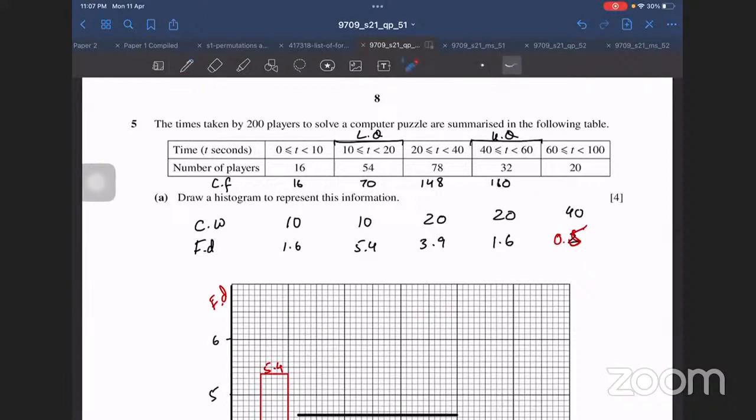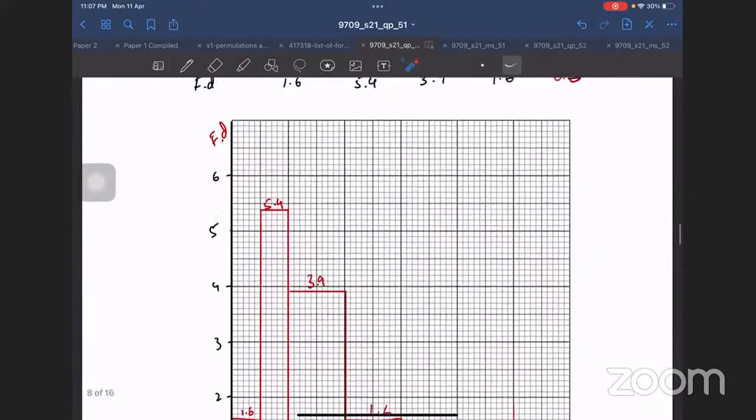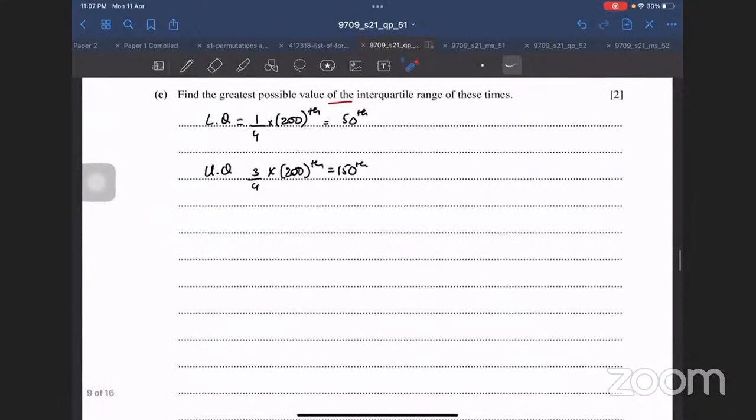If I want the greatest possible range between these two, what I need to do is select this value and this value. That is going to give me the greatest possible distance between the two. So I'm going to say that the greatest interquartile range is 60 minus 10, which is 50.